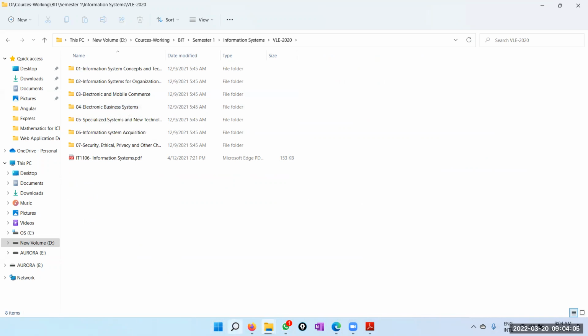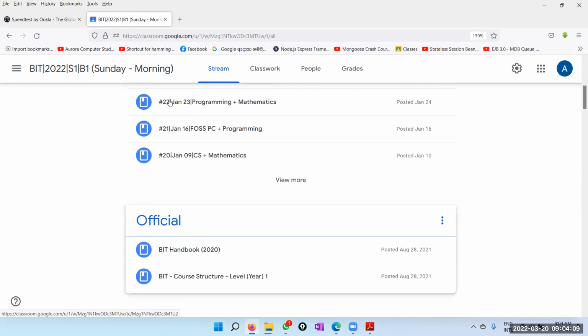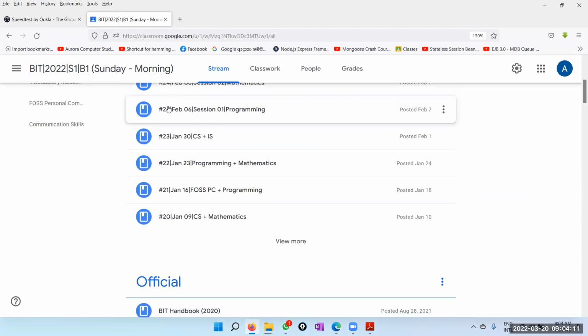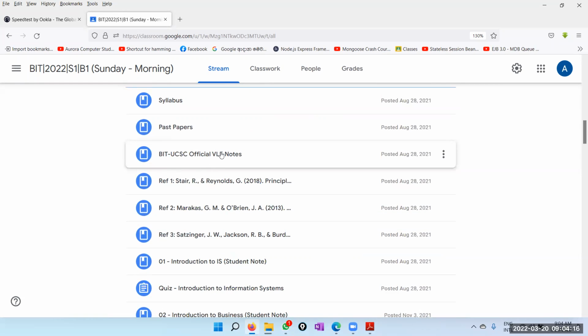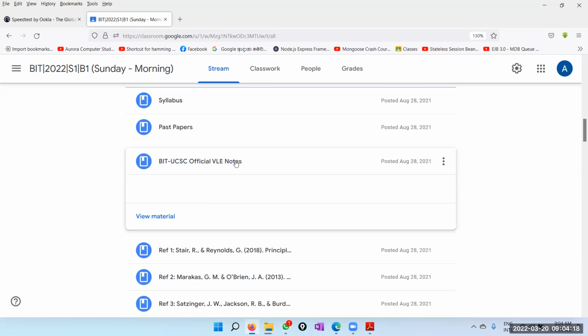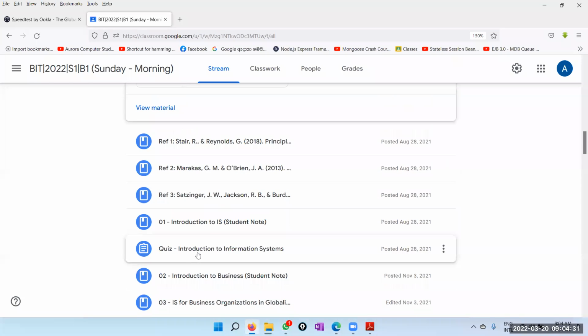Of course, you have not registered in your university yet, right? But that is why I have given you the VLE note in the zip folder as a zip file. You can see the BIT-UCSC official VLE note, right? That is what is officially provided by the university, and they are setting the exams based on the reference book, syllabus, and the VLE note. And our notes are value addition, right? To help you understand, right?